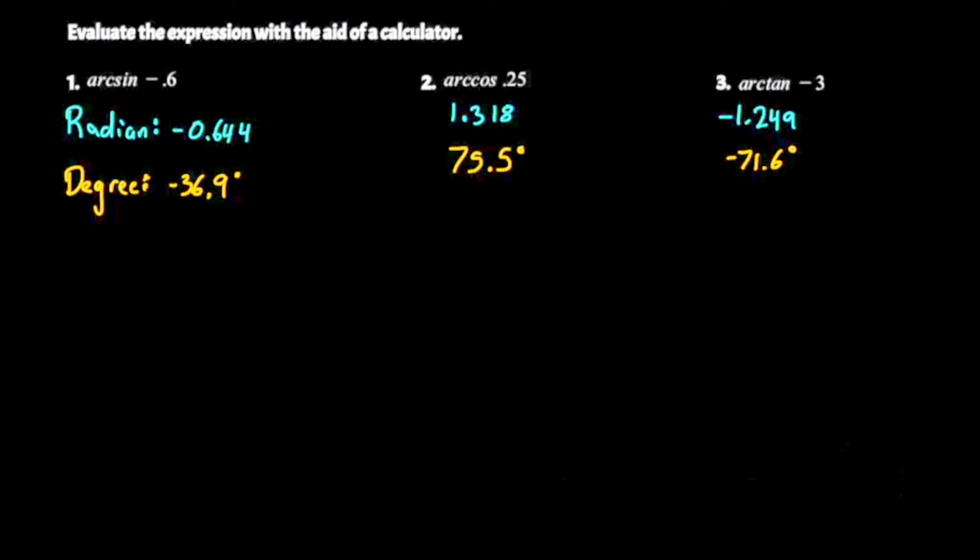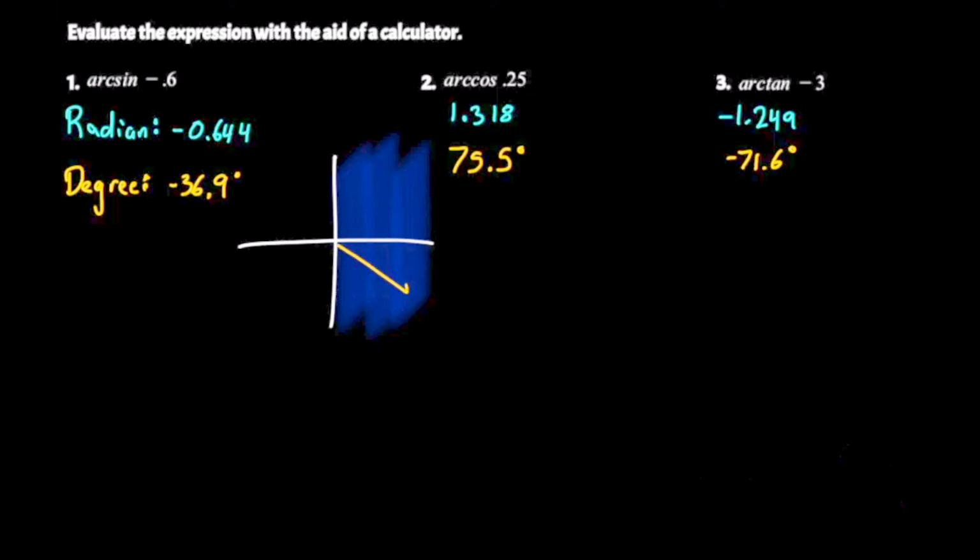Our calculator was treating arcsine as a function, so remember that on the unit circle, the range for arcsine is just the first and the fourth quadrants. So when we got negative 36 degrees as an answer, that makes sense, because there's some triangle in the fourth quadrant where the y value, or the sine value, would be negative 0.6. But notice that the calculator did choose to answer this negative angle instead of going all the way to the fourth quadrant this way and giving us a positive answer.